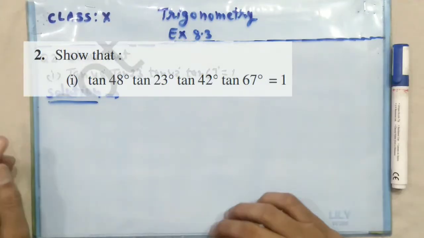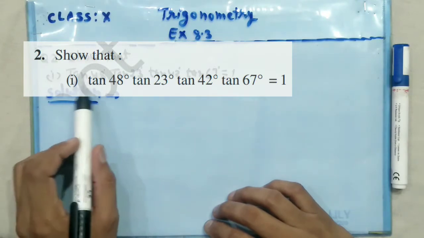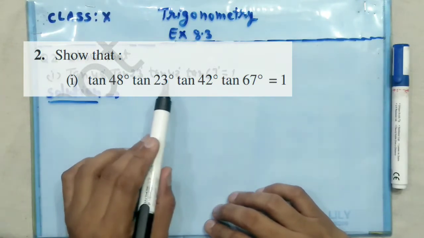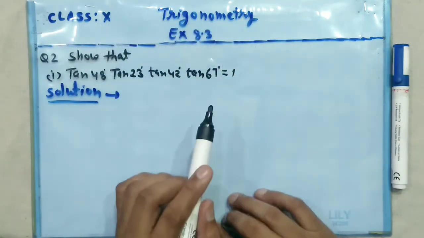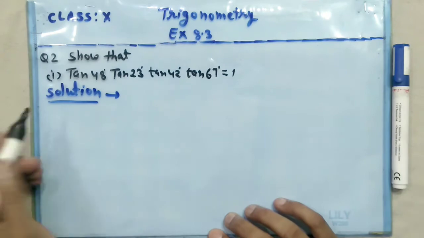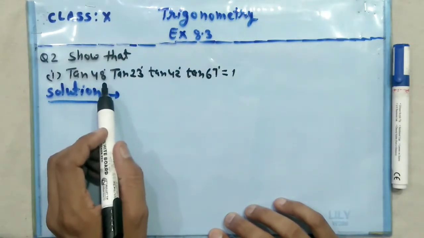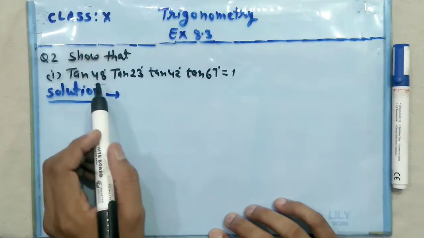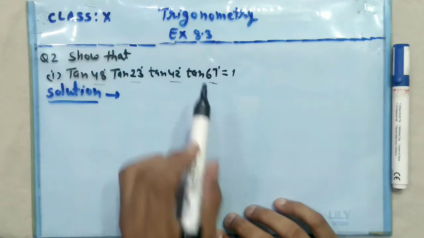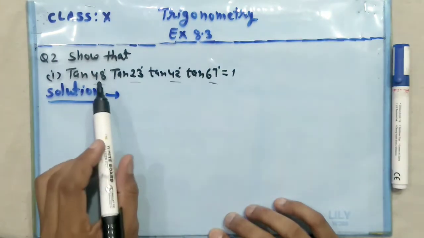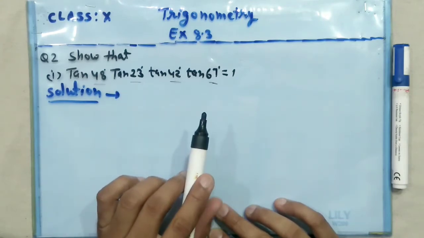So now our next question is question number 2, exercise 8.3, first part. Show that tan 48 degree, tan 23 degree, tan 42 degree, tan 67 degree is equal to 1. They all are in multiplication. We need to prove that this is 1. The question is quite simple. First we need to find which two angles add up to 90 degree. So 48 and 42 will give you 90 degree, and 23 and 67 will give you 90 degree. So we will apply the formula on any one of these two, and also on any one of these other two.